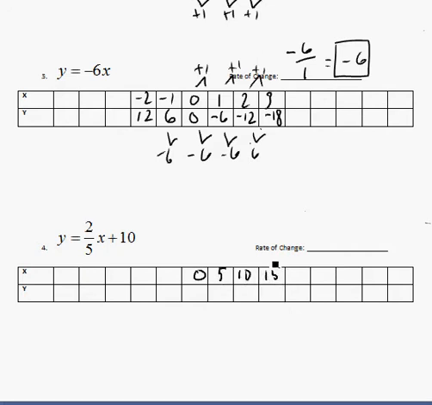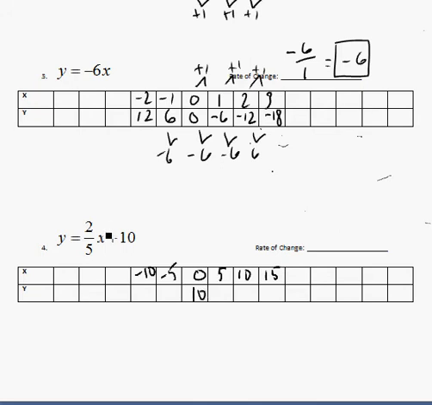You might be wondering, well, why is it that you're making the x's go up by 5? Well, I know that 2/5 times any multiple of 5 will give me a whole number, which will make my y's whole numbers, which I think will make it easier to notice patterns. Let's start when x is 0. 2/5 times 0 is 0, and 0 plus 10 is 10.